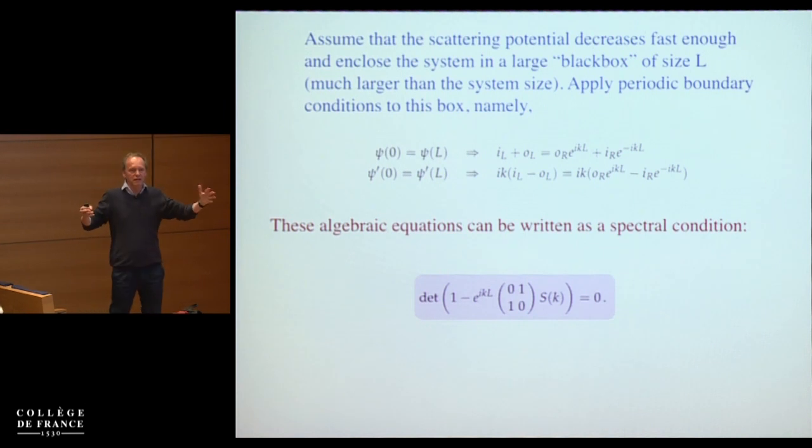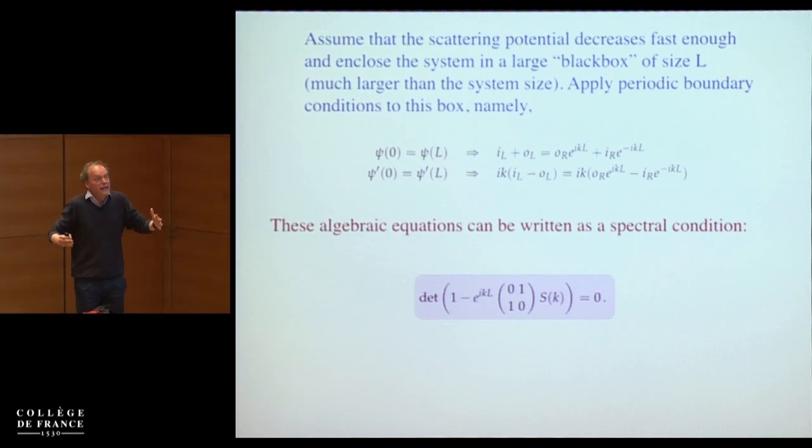And now I put this system, my real physical system, in a huge box of size L. L is whatever you want. It's an absolutely irrelevant parameter. And you apply periodic boundary conditions to this box. Again, it has nothing to do with the true system or its boundary conditions. It has to be on this hypothetical virtual box. So applying periodic boundary conditions, you get a set of conditions, and those algebraic equations you can write as a spectral condition on the S matrix and the K that you are looking for. So this is equivalent to this spectral condition.